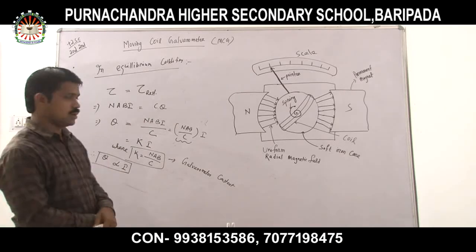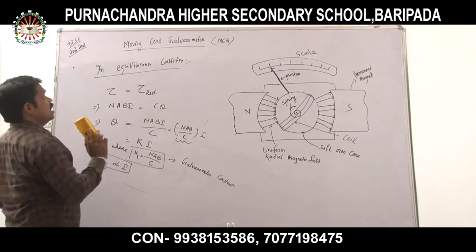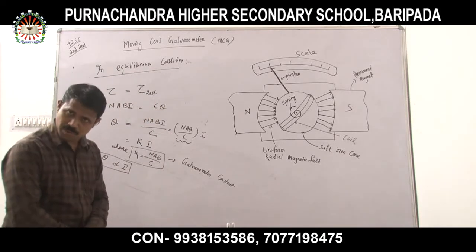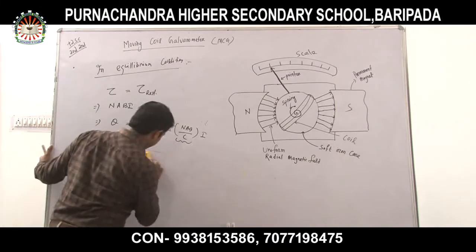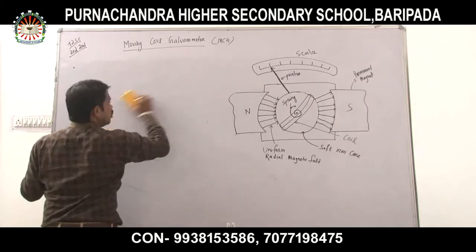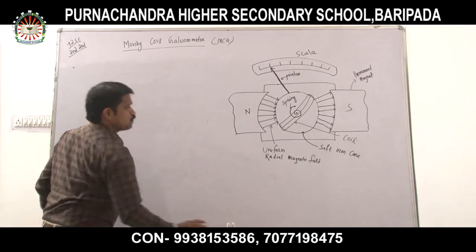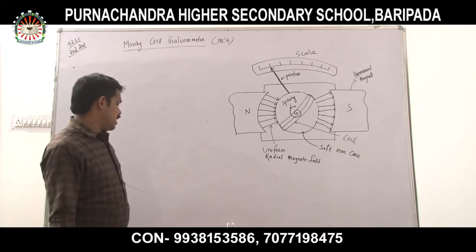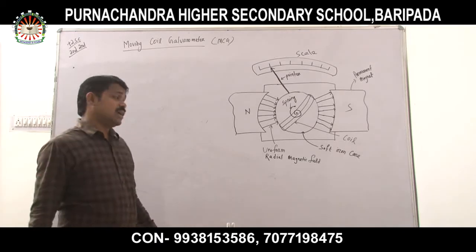Understood? Okay. Clear all of you? So this is how the moving coil galvanometer works. Understood all of you? Next part. In the next part, let us know how a moving coil galvanometer can be used as an ammeter, or can be converted into an ammeter.